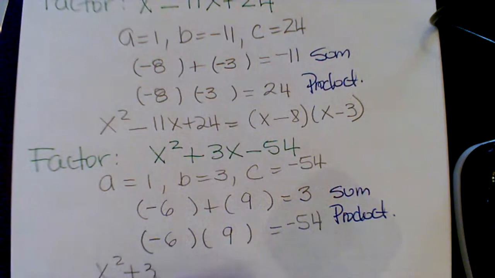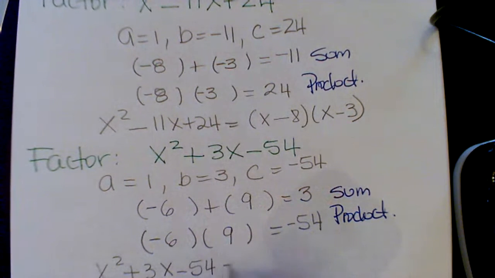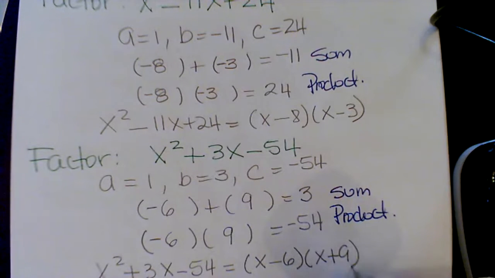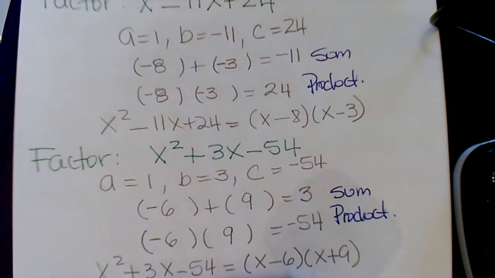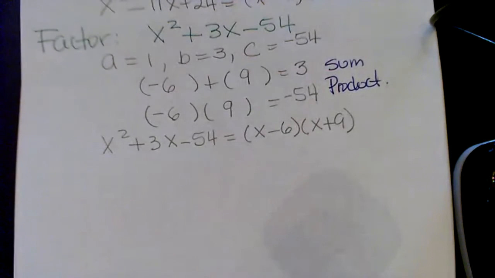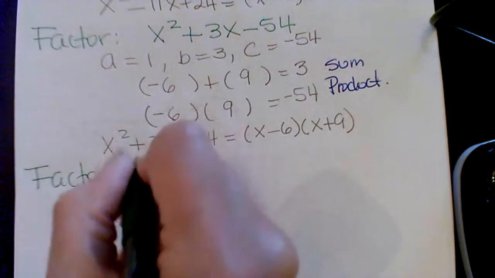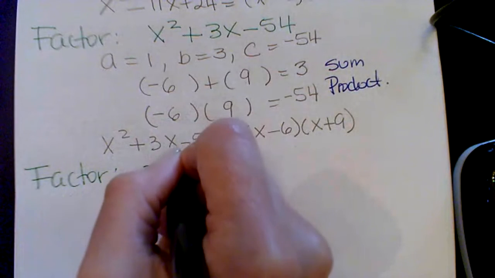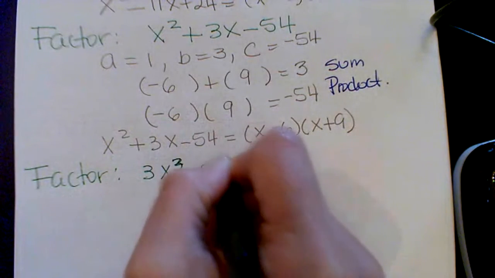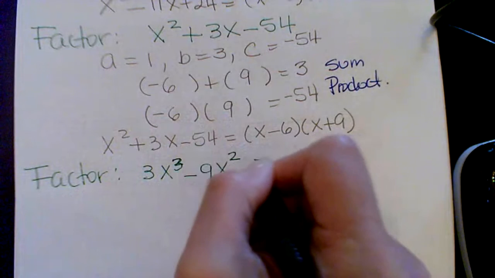So my trinomial, I can factor it as x minus 6 and x plus 9. Now I have one more that we could do here. You have to do another step before. Let's factor 3x to the third power minus 9x to the second minus 30x.